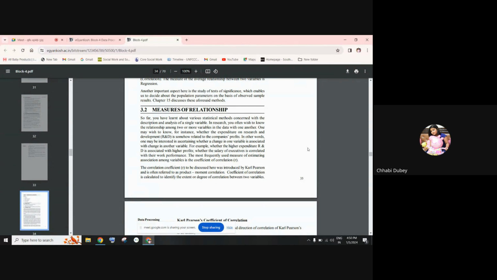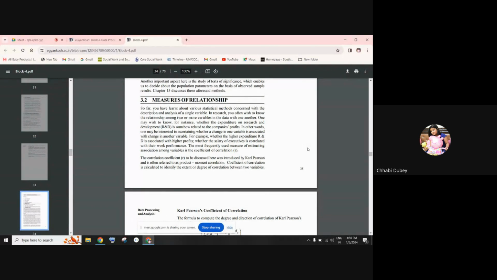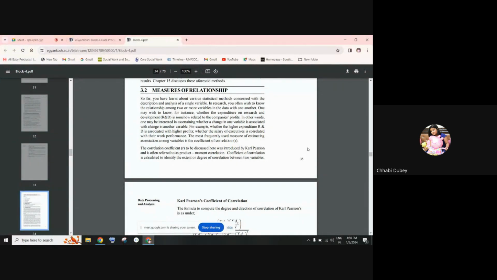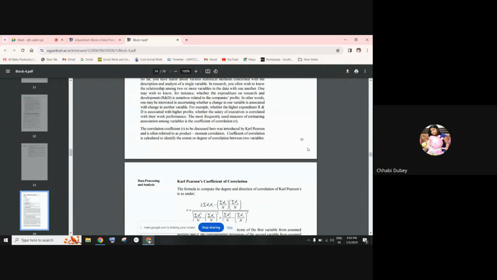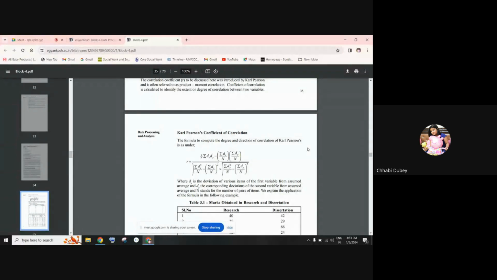Now, the coefficient of correlation was introduced by Karl Pearson, and it is often referred to as the product moment correlation. The coefficient of correlation is calculated to identify the extent or the degree of correlation between two variables. So Karl Pearson's method of coefficient of correlation is a very important method which can be used here to find out the relationship between two or more variables. And it can be easily calculated by using the formula which has been given here.